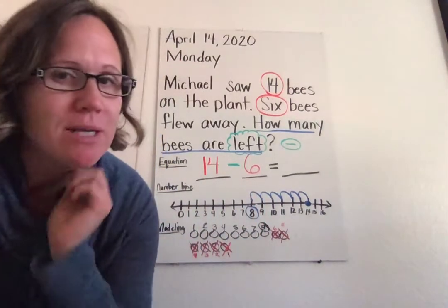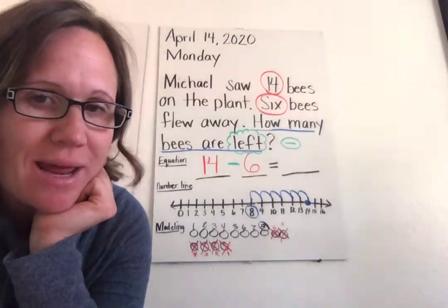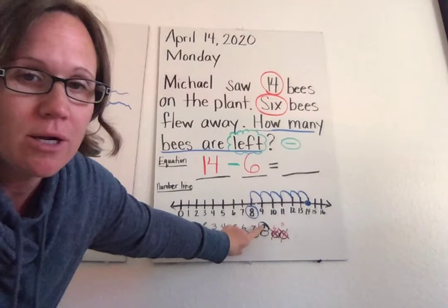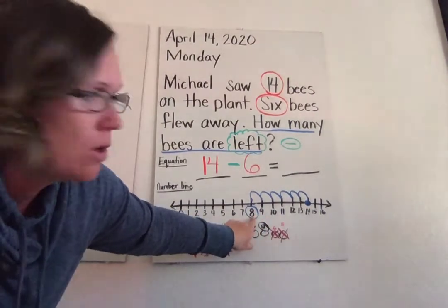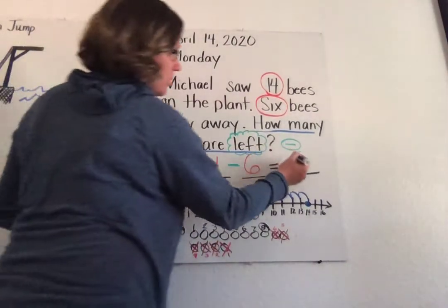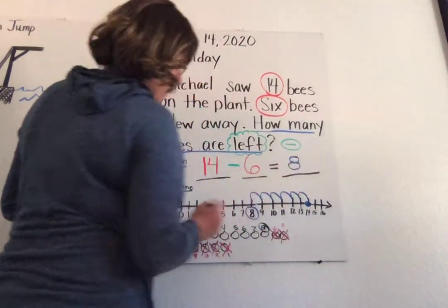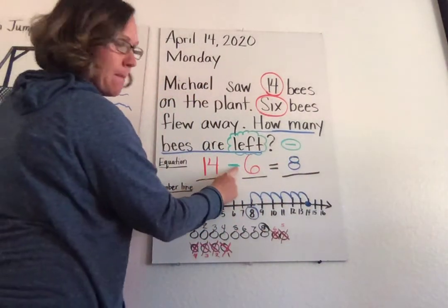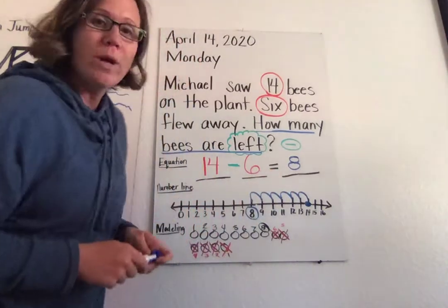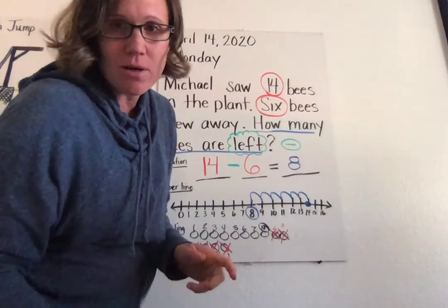Now the thing is, we need to double check. Did we get 8 on both? We got 8 down here, and on our number line, we did 8 as well. So that is our answer. So we did 14 minus 6 equals 8. We can go even further with this, all right?